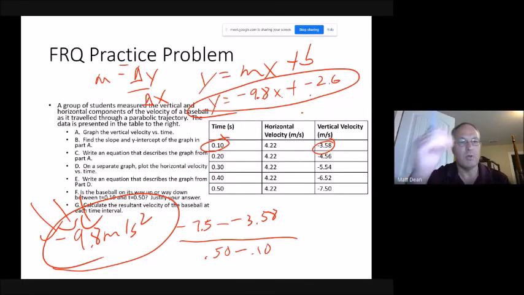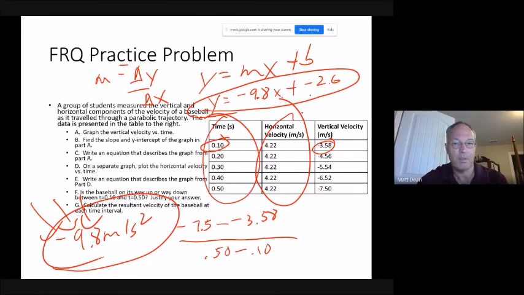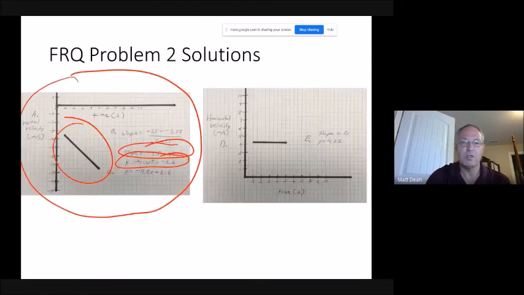All right, next, we're asked to, on a separate graph, plot the horizontal velocity, which you see is constant, against time. I've also done that on a sheet of paper to make life a little easier on us. So here's my horizontal velocity against time. Notice we got a nice straight horizontal line, which means the slope is 0.